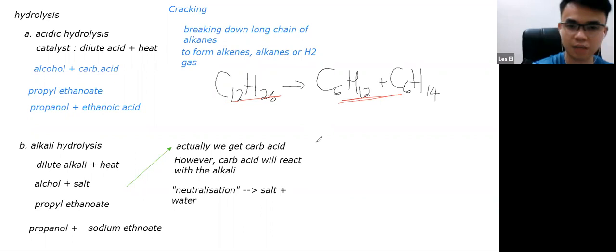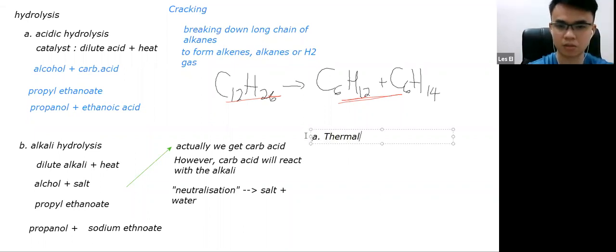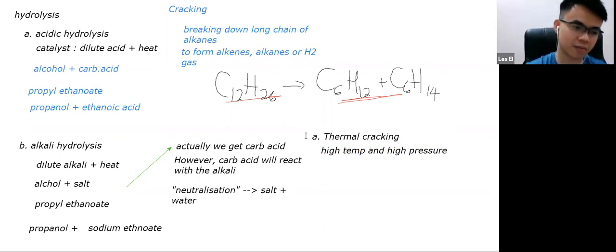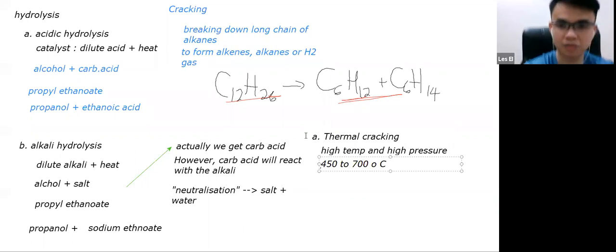There are two types of cracking, but in IGCSE, we only learn about thermal cracking. Thermal cracking, from the term itself, means you need a high temperature and high pressure. How much is the temperature? There's a range, from 450 to 700 degrees Celsius, and the pressure is around 70 atm.